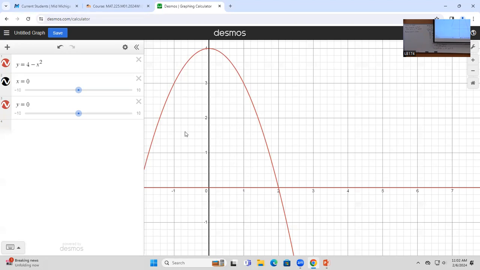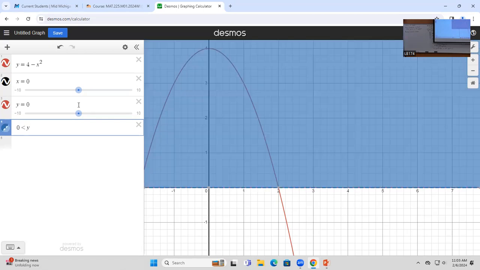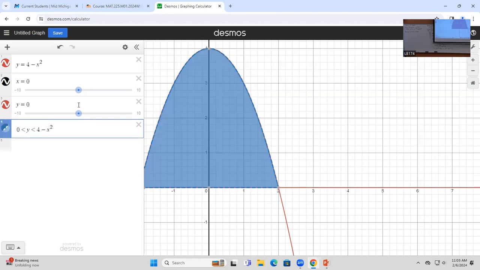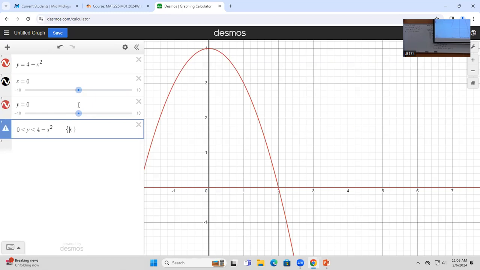First quadrant means I'm not looking at this one. I got that. That's second quadrant. This is the first quadrant. So I'm essentially looking between y values of 0 and 4 minus x squared for x above 0. Right? That's the region I'm looking at. We okay with that?